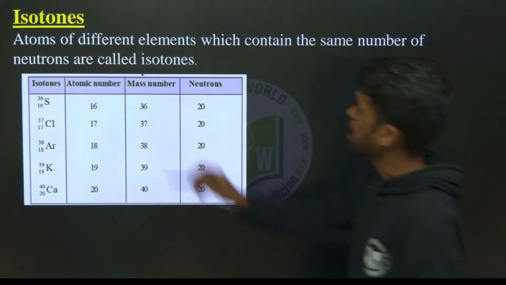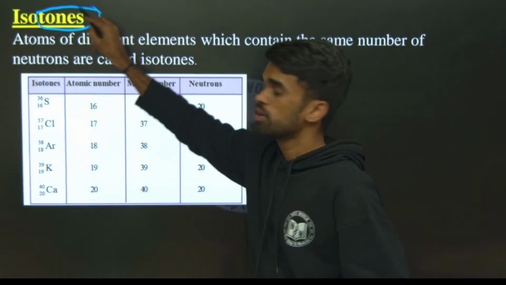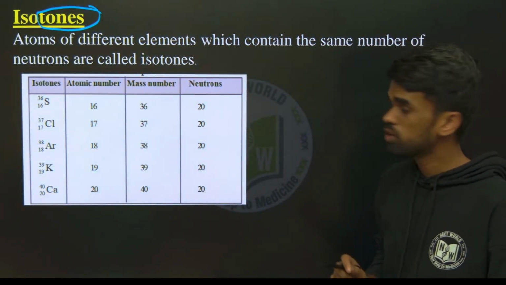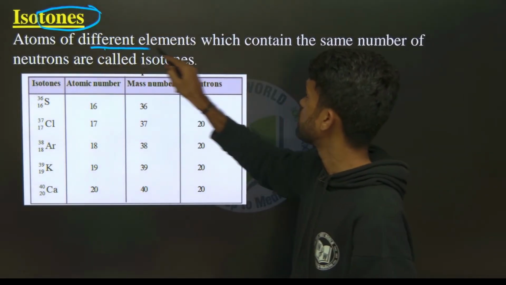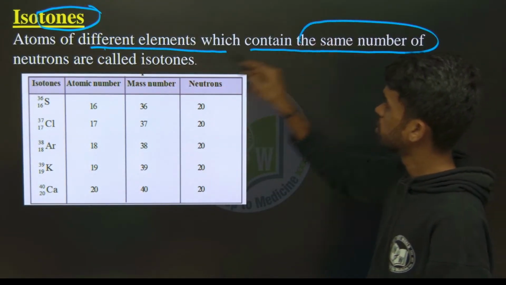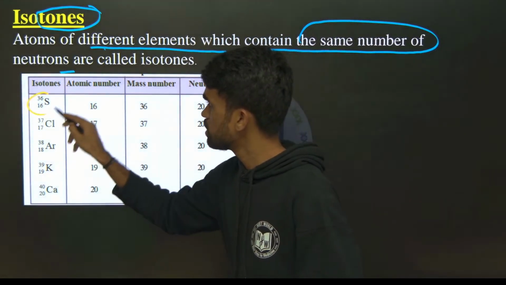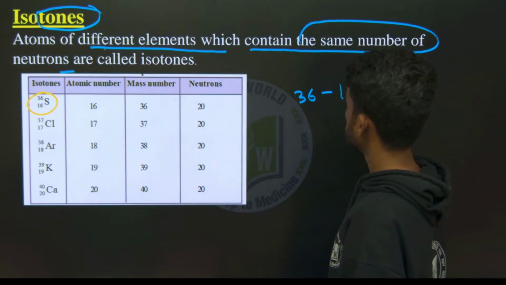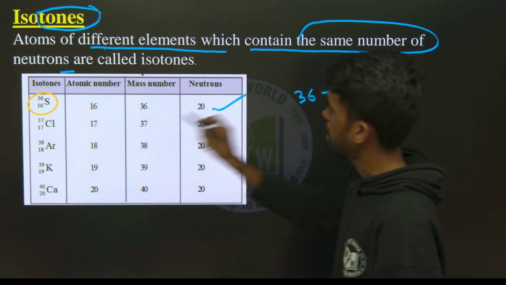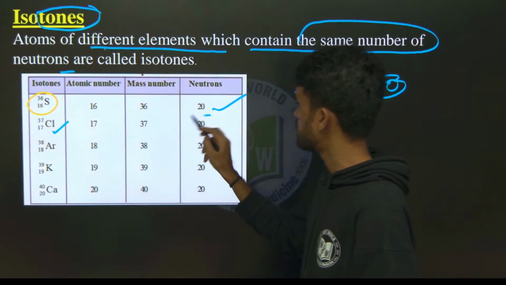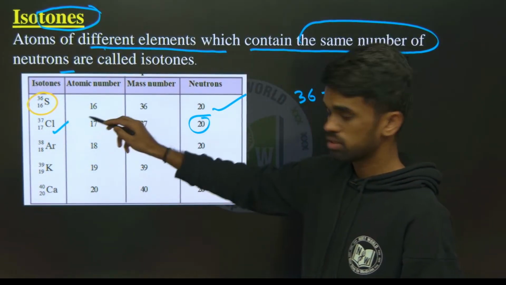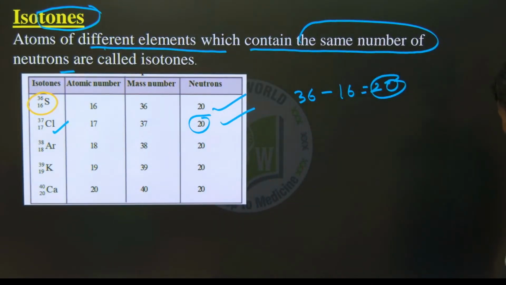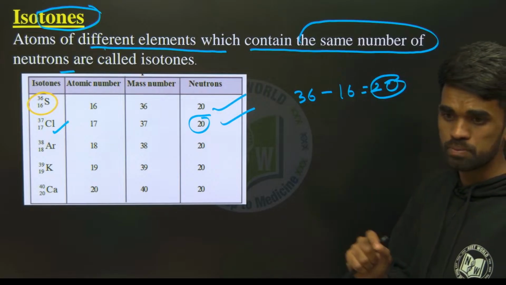Next, isotones. Tone means neutrons, iso means same number of neutrons. Species having the same number of neutrons, atoms of different elements which contain the same number of neutrons. So here you can check the difference. Here you get 36 minus 16, so you get 20 neutrons. And chlorine also, 37 minus 17 again gives 20. So same number of neutrons means isotones. They will ask which of the following are isotopes, isotones, like this.